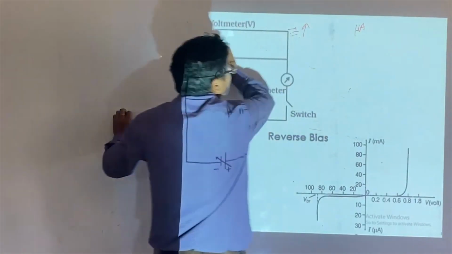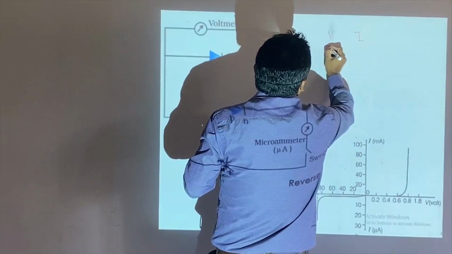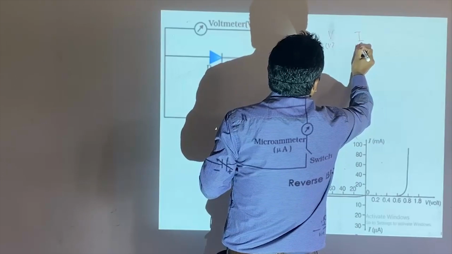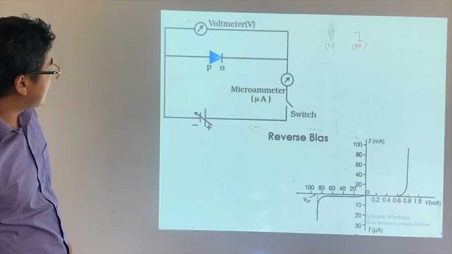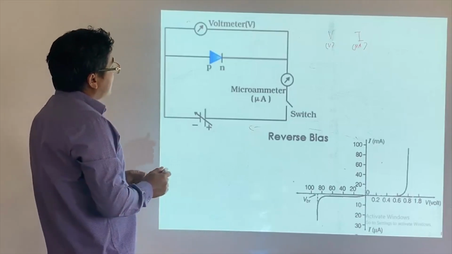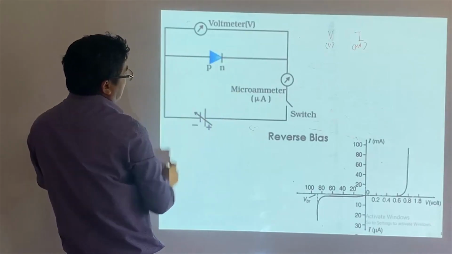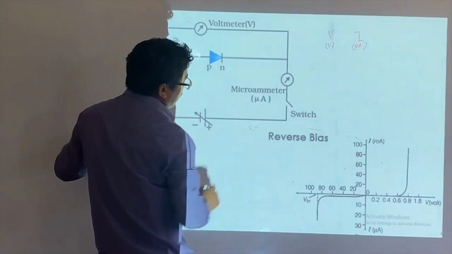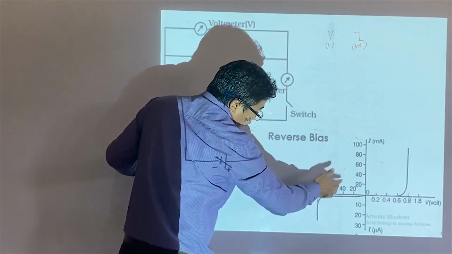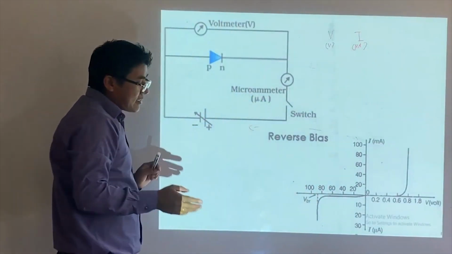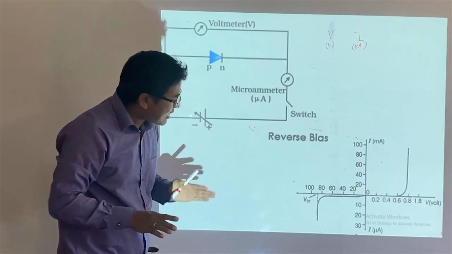What we have is the p-type semiconductor, where we have a voltage V and a current in microamperes. This is a reverse bias: the positive terminal is connected to N type, the negative terminal is connected to P type, and the range of current we discuss is microamperes. Up to a certain voltage, there is no increase in the current at all.